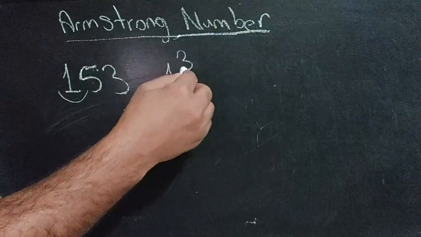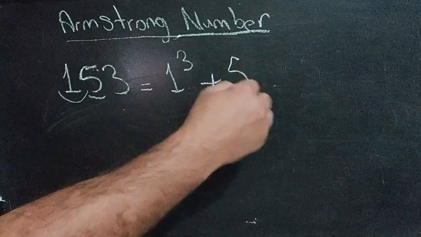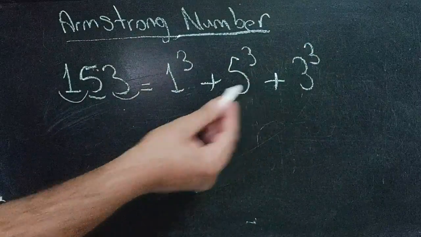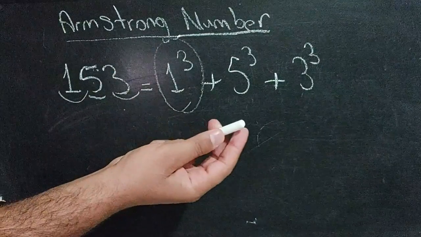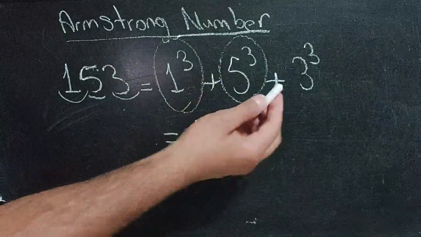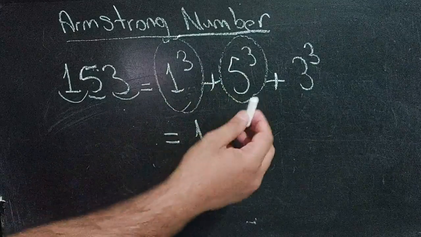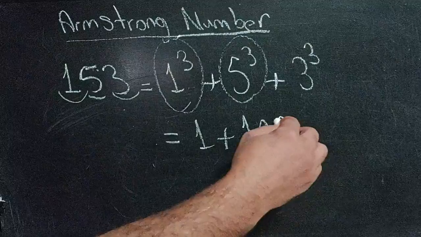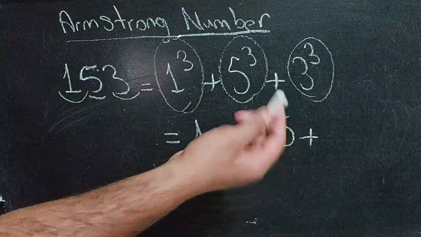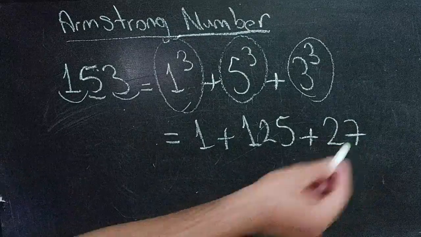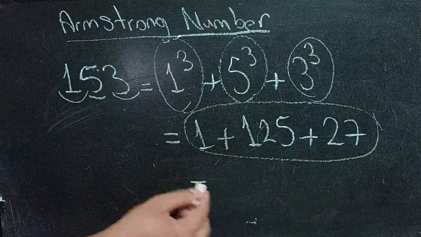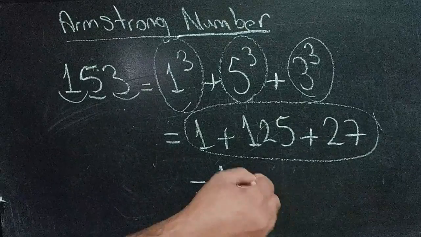1 cube plus 5 cube plus 3 cube. So 1 cube is 1 times 1 times 1, which is 1, plus 5 cube is 5 times 5 times 5, which is going to be 125, plus 3 cube is 3 times 3 times 3, which is going to be 27. And when you add all those numbers to each other, you are going to get 153.